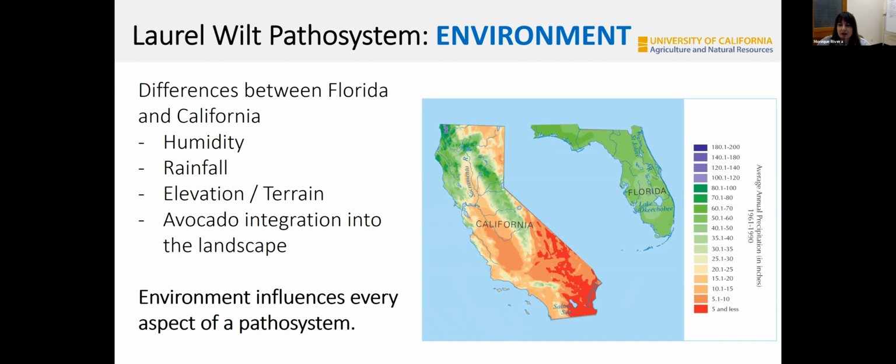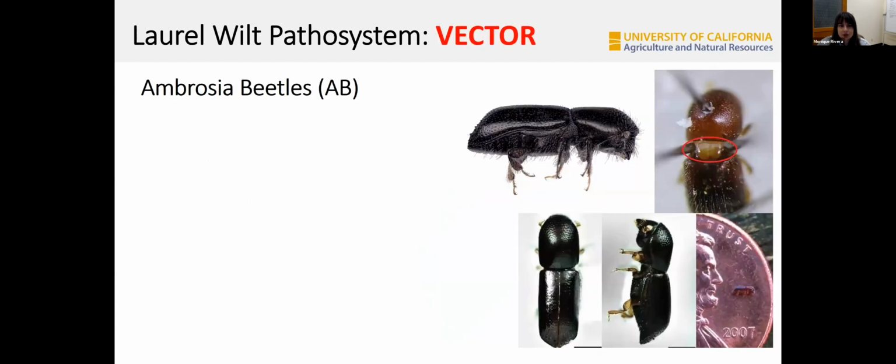So like I showed in the pathosystem slide, there's kind of a box around it because this entire environment influences every aspect of the pathosystem, and in particular, the vector and the vector's survivability. So the vector is ambrosia beetles, and you might be looking for me to cite a certain species, but I don't want to do that because, and I'll explain a little bit about why, recent findings. But basically ambrosia beetles are incredibly tiny. You can see on the penny here, that's for size, on average, about how large they are.